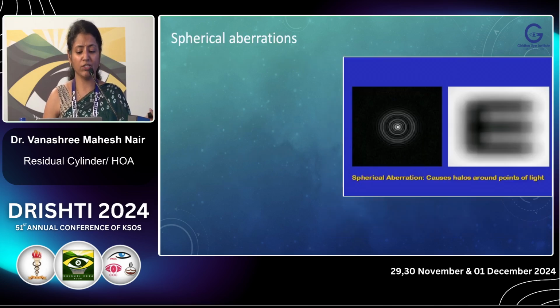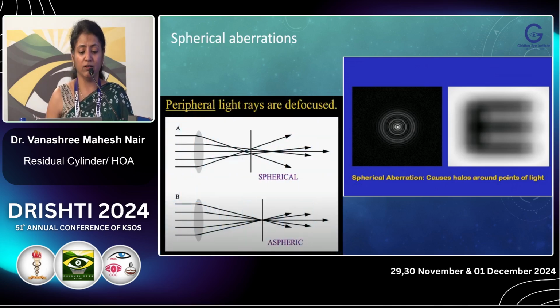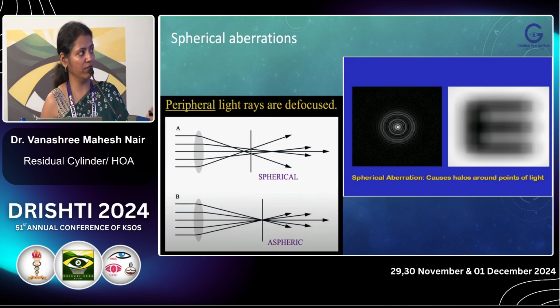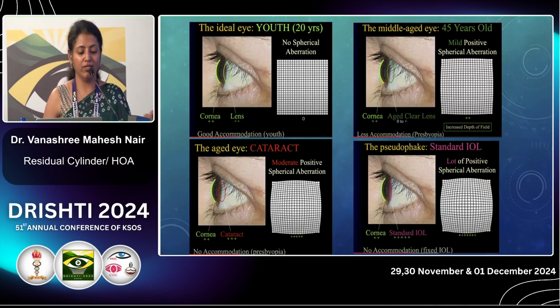So in spherical aberrations, what happens is there is a point which spreads. So the E will look like all spread out. And why it happens is because of the peripheral light rays which are defocused in a spherical lens. So that's why the role of aspheric lenses has come in. So I'll quickly go into the way the eye changes.